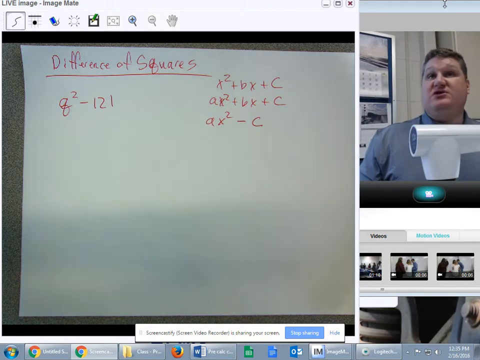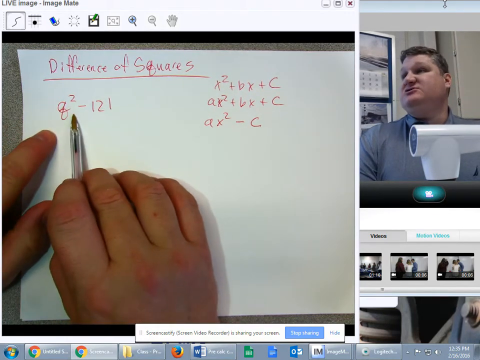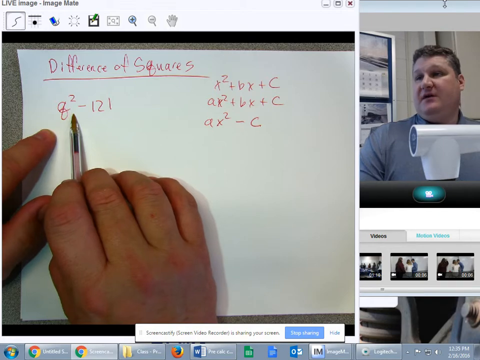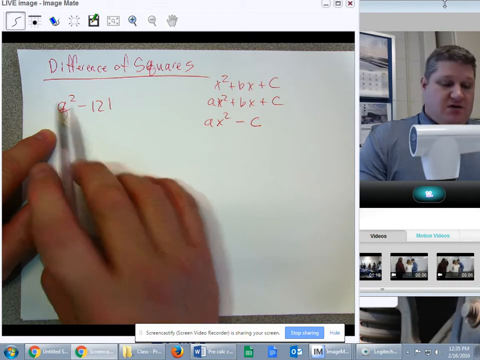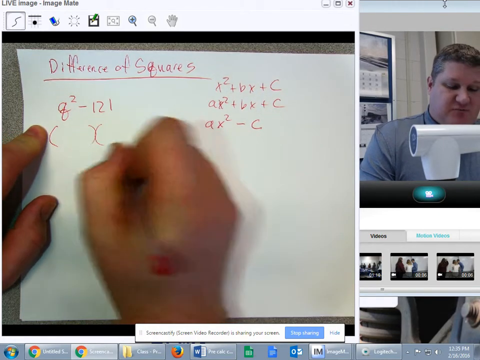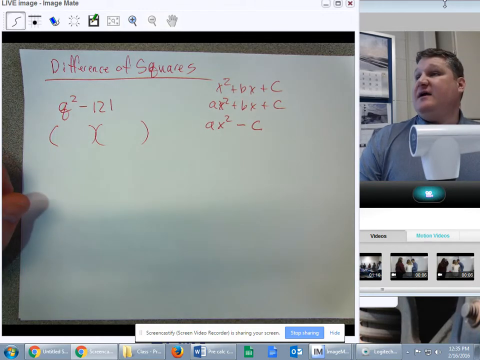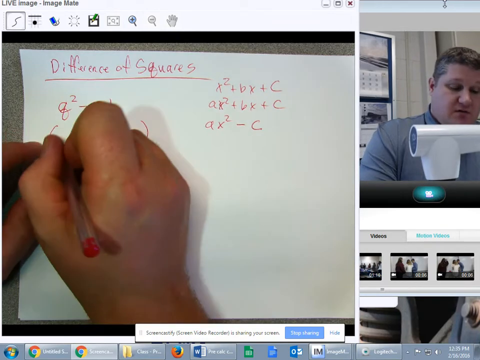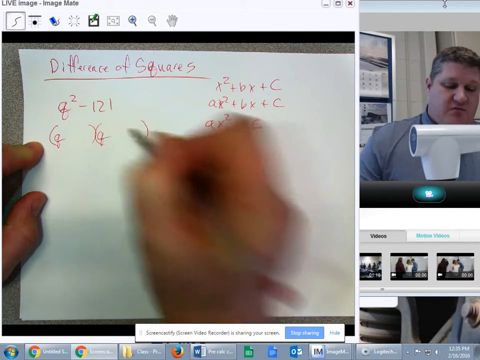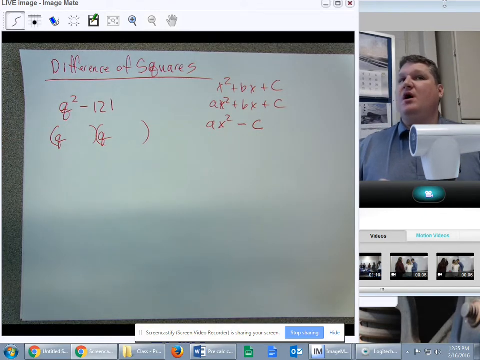So what we're going to do is use the same format. Is there anything common that you can take out? No. So the first step is parentheses, parentheses. How do you break up the q squared? 1q, 1q. Now, 121. What do you notice about 121?